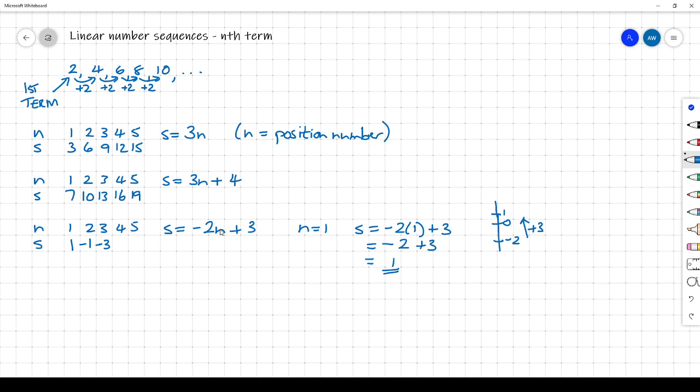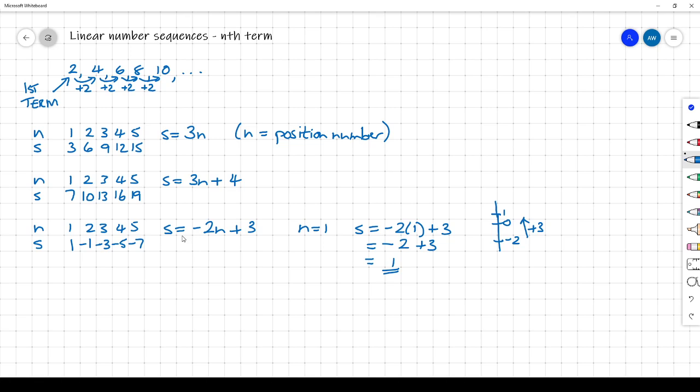Now we'll substitute in n equal to 4. Minus 2 times 4, minus 8, plus 3, minus 5. And then we substitute 5 in and we get minus 2 times 5 is minus 10, plus 3 is minus 7. Okay, so we've created 3 linear number sequences.